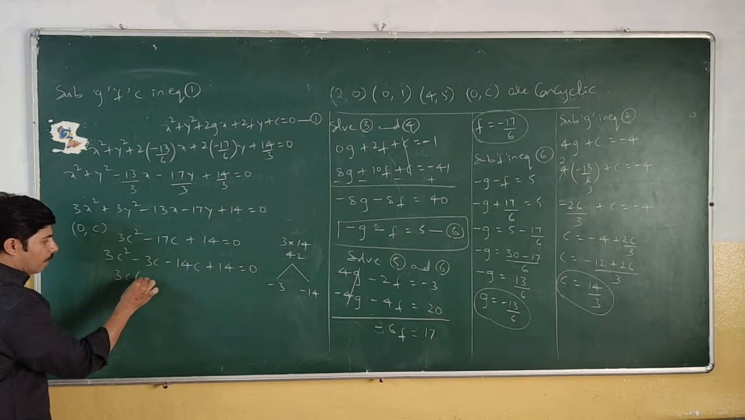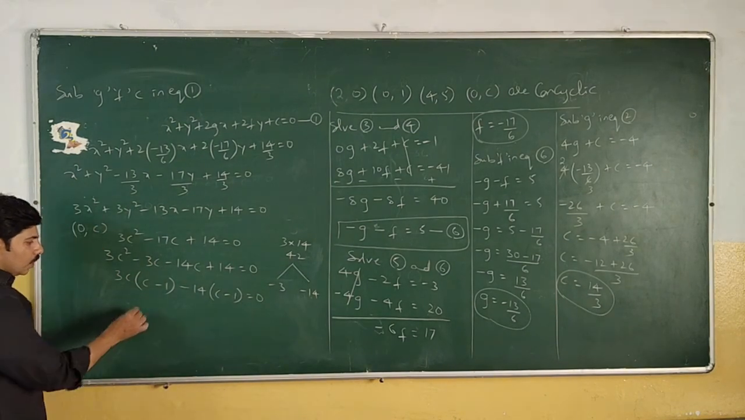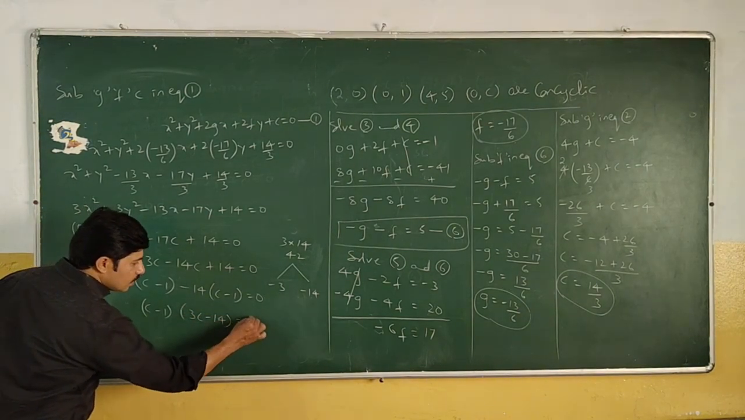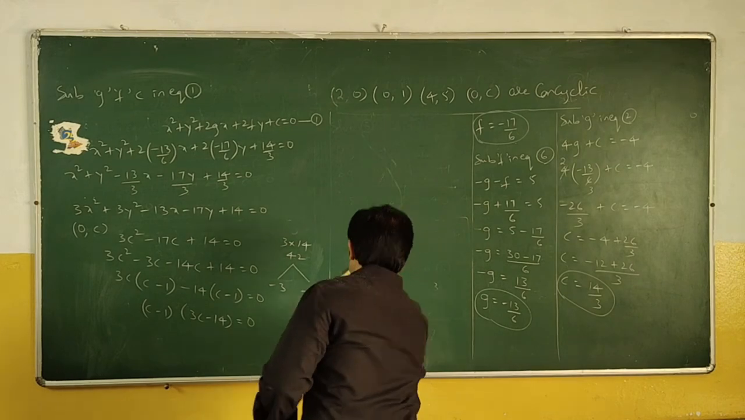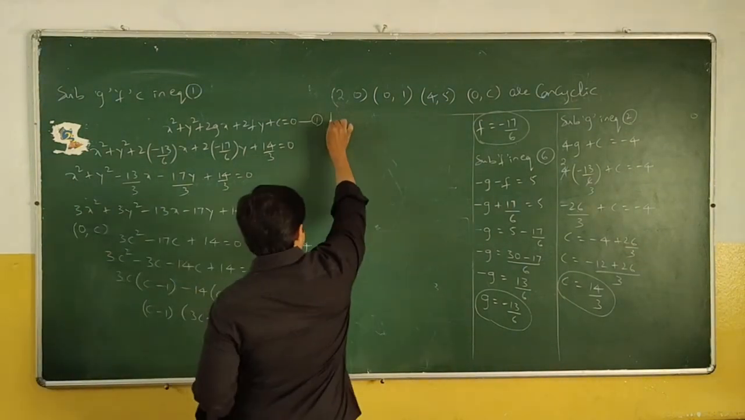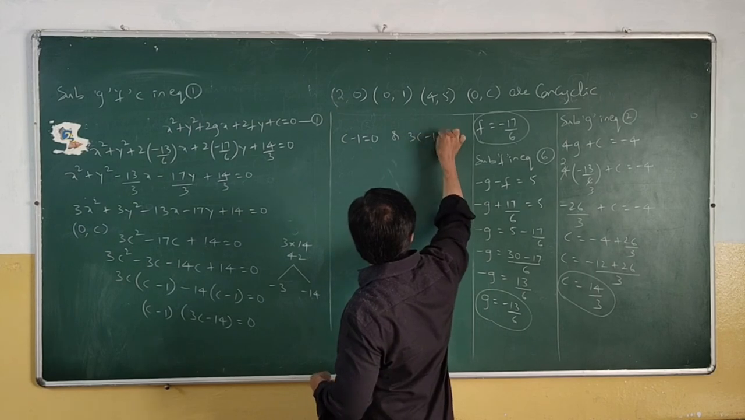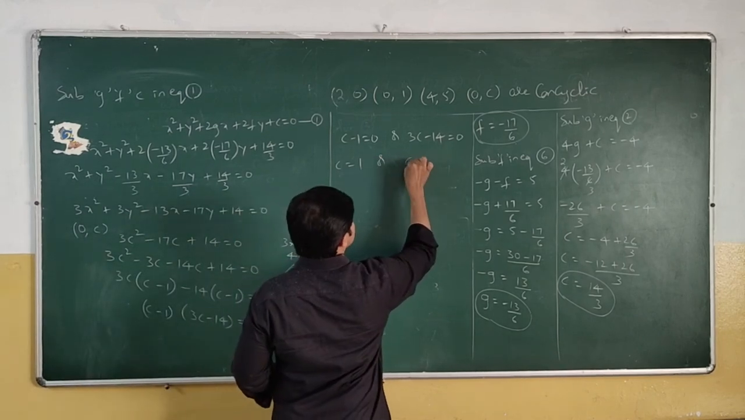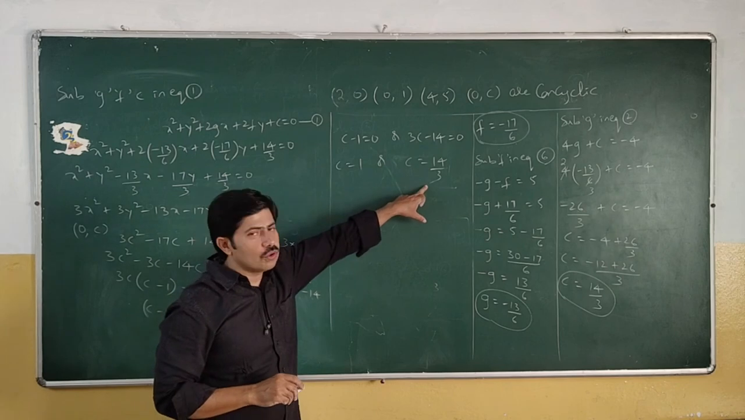So I am taking 3c as common. We get c minus 1. I take minus 14 common. I get c minus 1 is equal to 0. Now, c minus 1 common. So what we get? 3c minus 14 is equal to 0. So we got c minus 1 into 3c minus 14 is equal to 0. So this can be written as c minus 1 is equal to 0 or 3c minus 14 is equal to 0. So c is equal to 1 or c is equal to 14 by 3. Therefore, the values of c we got: c is equal to 1 or c is equal to 14 by 3.